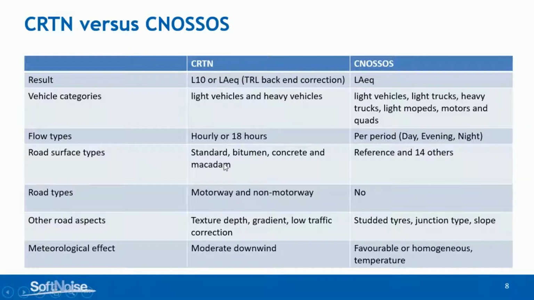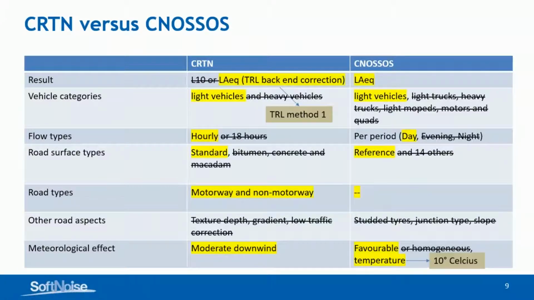Road service types: CRTN supports 4 road service types, CNOSSOS 15. Road types: CRTN supports 2 road types, motorways and non-motorways. In CNOSSOS, you do not need to define the type of the road, it's not needed. Other road aspects for CRTN are texture depth, gradient, and low traffic correction. CNOSSOS has studded tires, junction type, and slope. Slope is of course the same as gradient. And then the meteorological effect: CRTN assumes a moderate downwind situation, while in CNOSSOS you have to choose between favorable or homogeneous or a mix of the two. And also in CNOSSOS you can set the temperature. So there are already on this top level view several differences between the CRTN method and the CNOSSOS method.